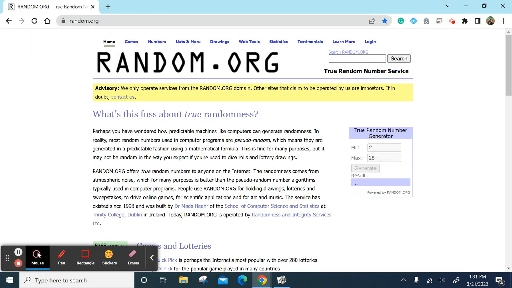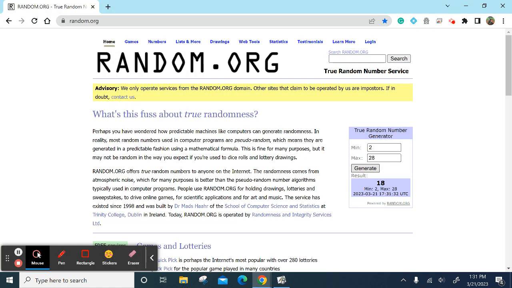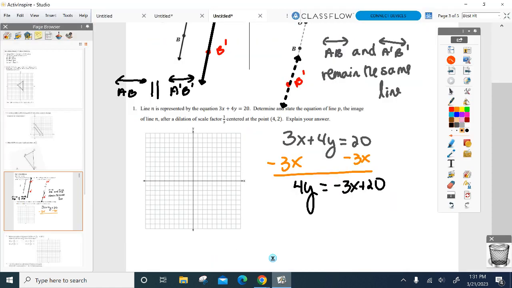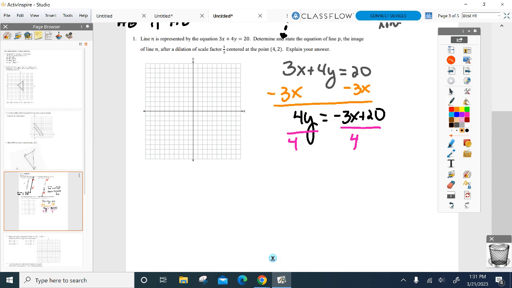Let's roll. First step, minus the 3x. We're on our way now. Don't stop the train. 4y equals negative 3x plus 20. Not in y equals yet. Divide by 4. Okay. So y equals negative 3/4 x, and then what do you got over here? Plus 5. All right, I can graph that now.